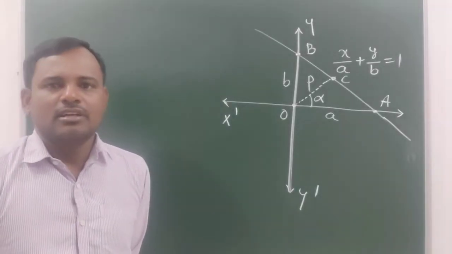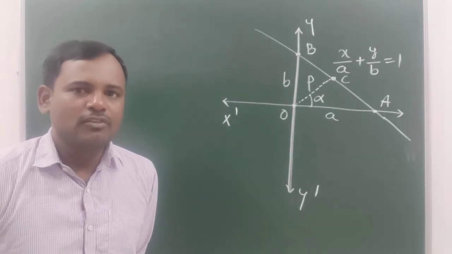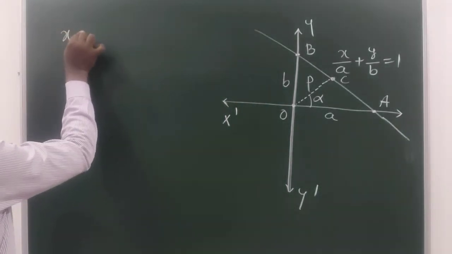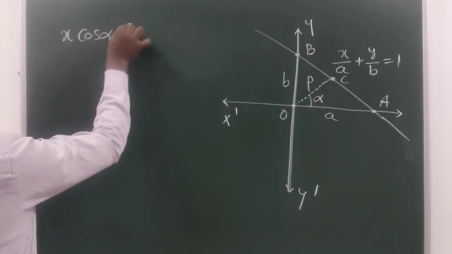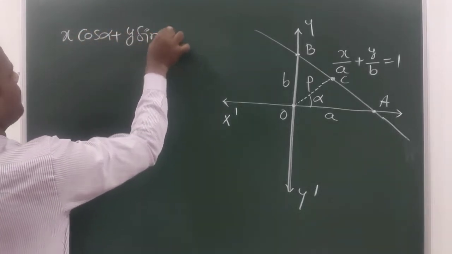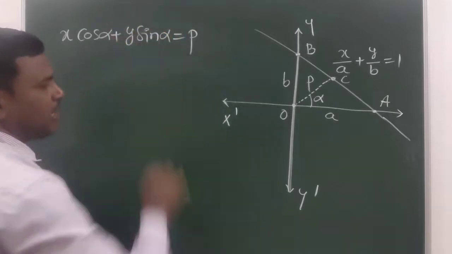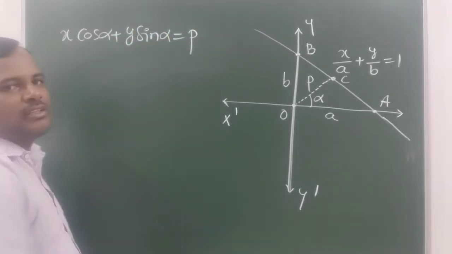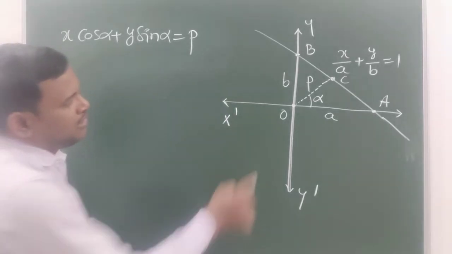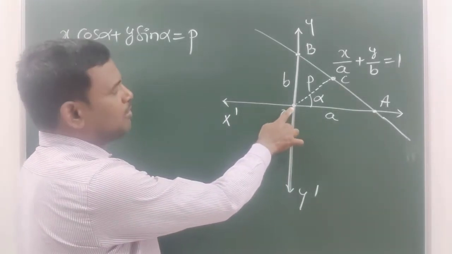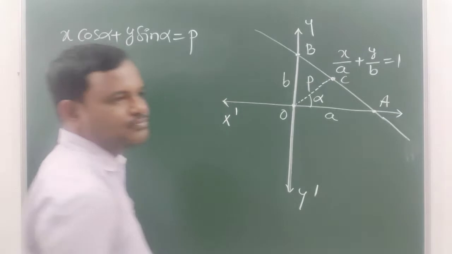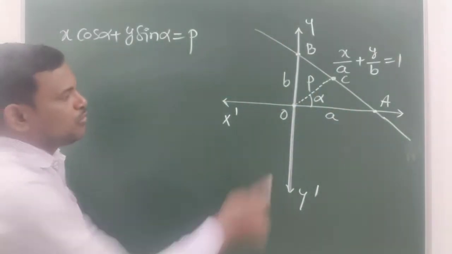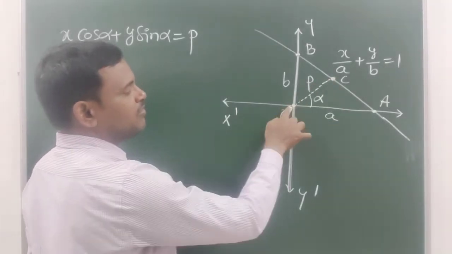In this class, now I am going to explain you the normal form of a straight line. x cos alpha plus y sin alpha is equal to p is known as the normal form of a straight line, where this p represents the perpendicular distance from the origin to this line. This is our line, which is p units away from the origin.